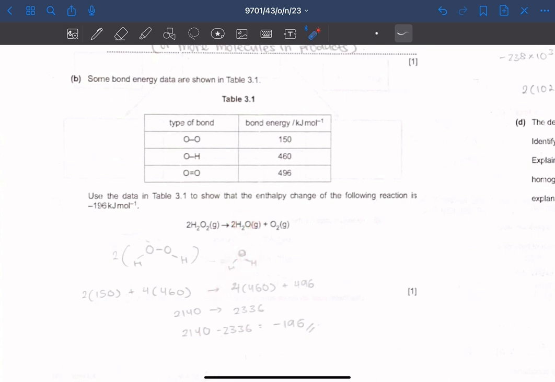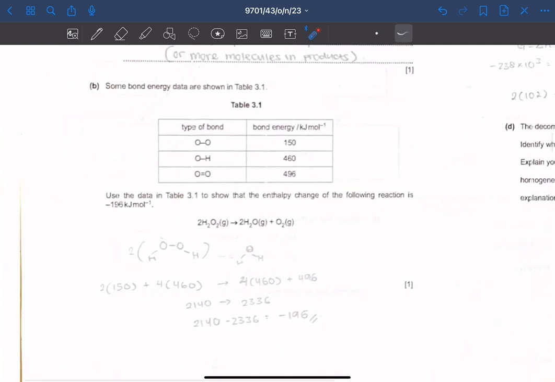Forms H2O, OH bond again, 460 times 2, but then because there are 2 H2O molecules, 2 times 2, so there are a total of 4 OH bonds. 4 times 460 plus O and O, O2 is 496. From here, 2140 converts to 2336. And 2140 reactants minus products, 2336 forms negative 196 kJ/mol.